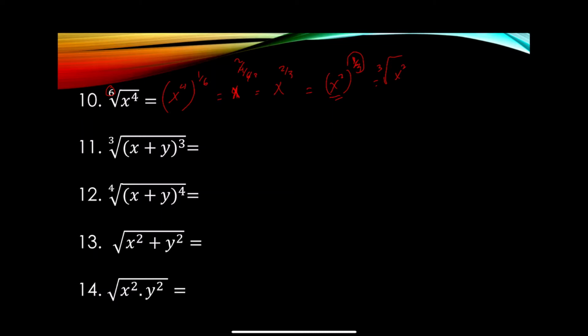Number 11, we have a bracket, all of the bracket raised to the exponent 3, and it's a cube root. We know this will be cancelled with this. We have no problem because at the end 3 is what? An odd number. So the answer should be x plus y. But in case of 4 and 4, this is even. They will be cancelled, but we need the absolute value of what is inside the bracket, which is x plus y.